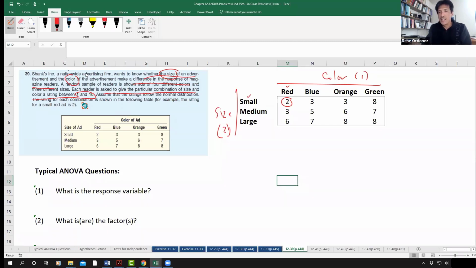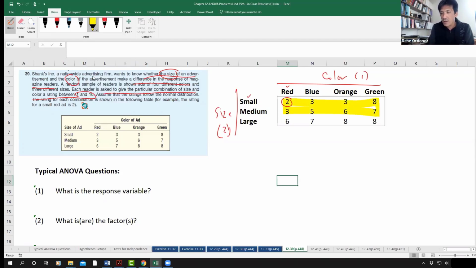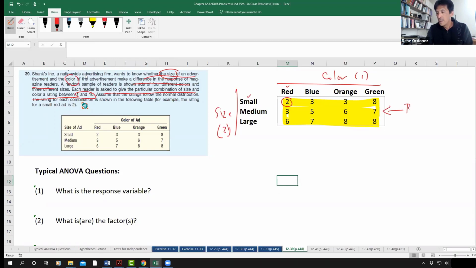Okay, so these numbers that you are seeing in this table, these are the ratings assigned by the reader. And ratings is the response variable, or variable of interest. Okay, so far? And ratings are quantitative. All right? So, going back to question 1.